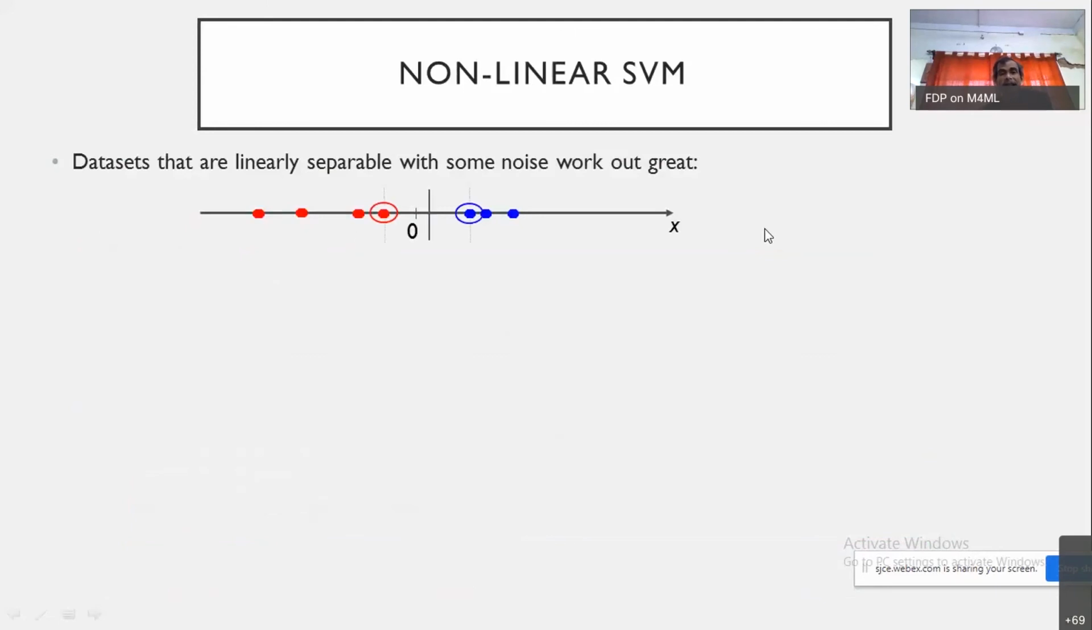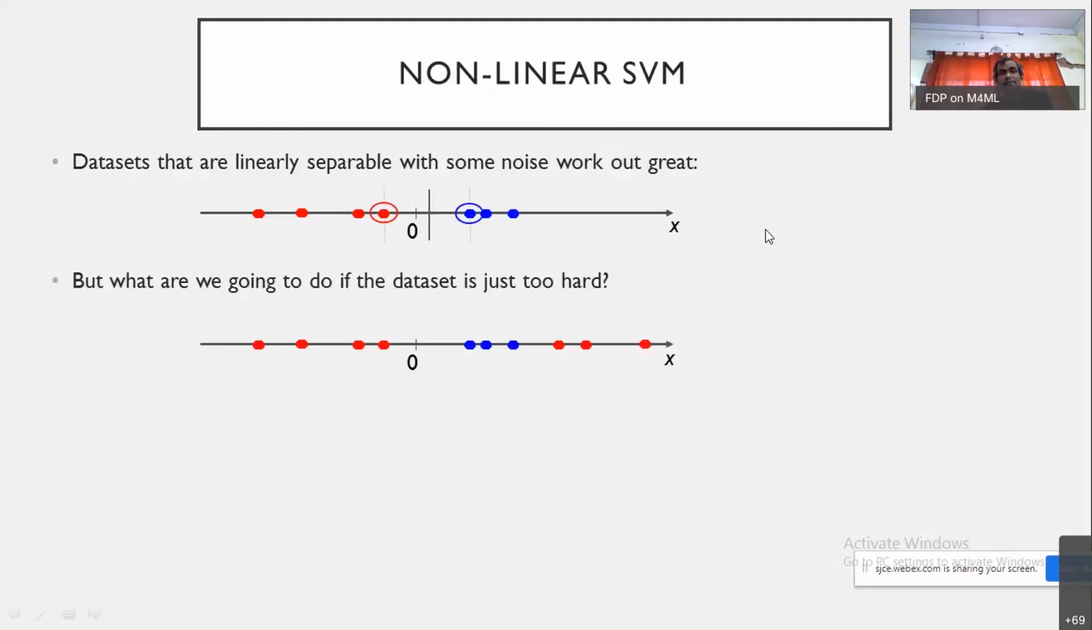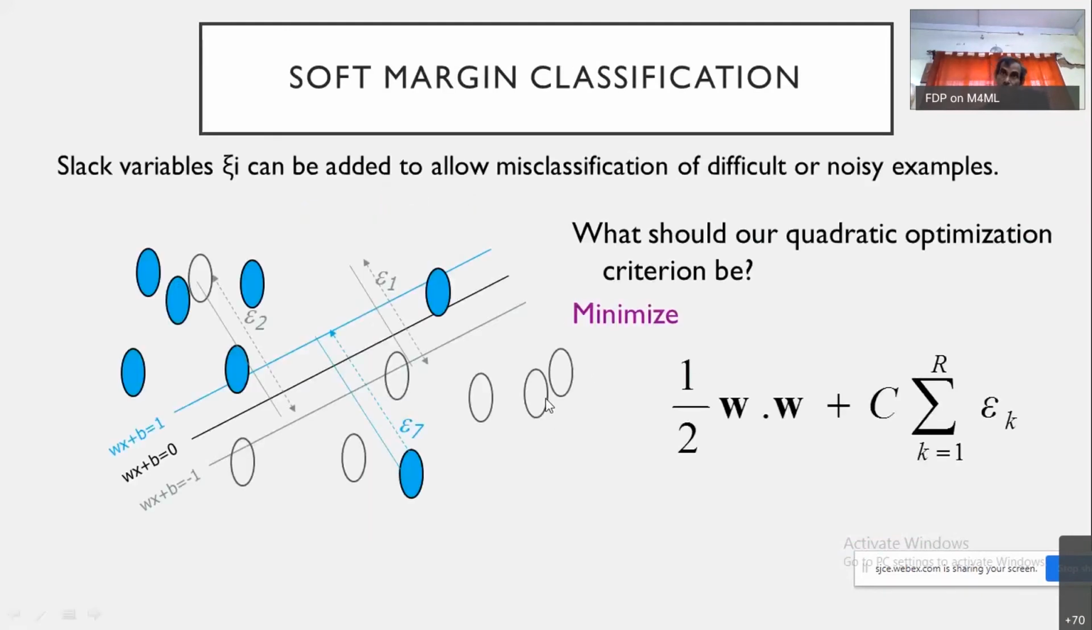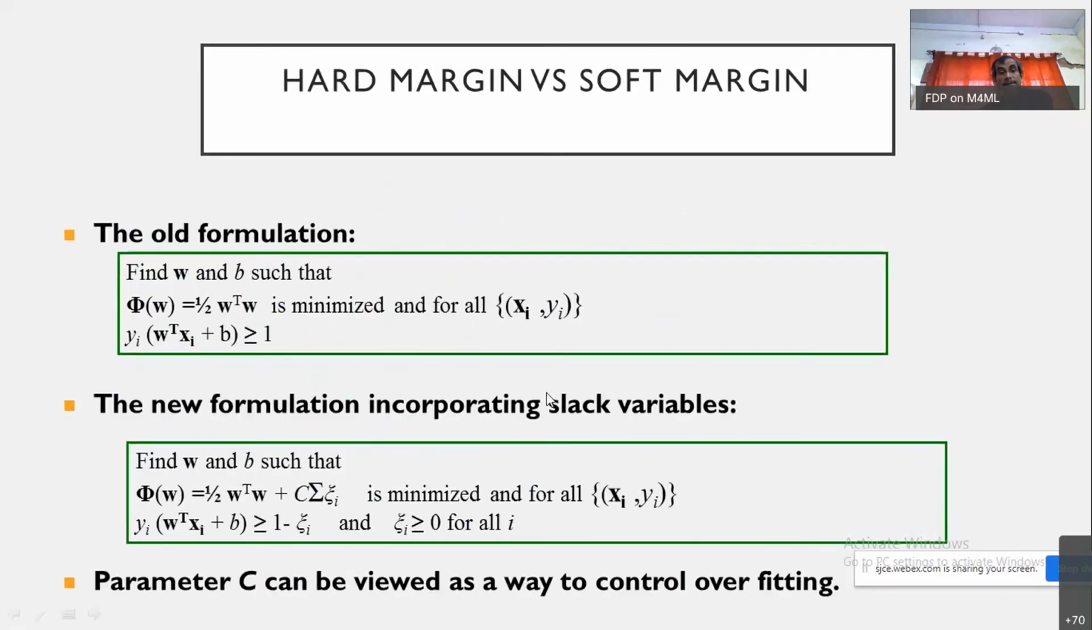Because in a real life case, the data set is not so simple. The data set is very complex. A data set is something like this: some points come, this red group and blue group, they're intermixed. So rather than hard margin, I can have soft margin. That's one solution. I can go for something else also.